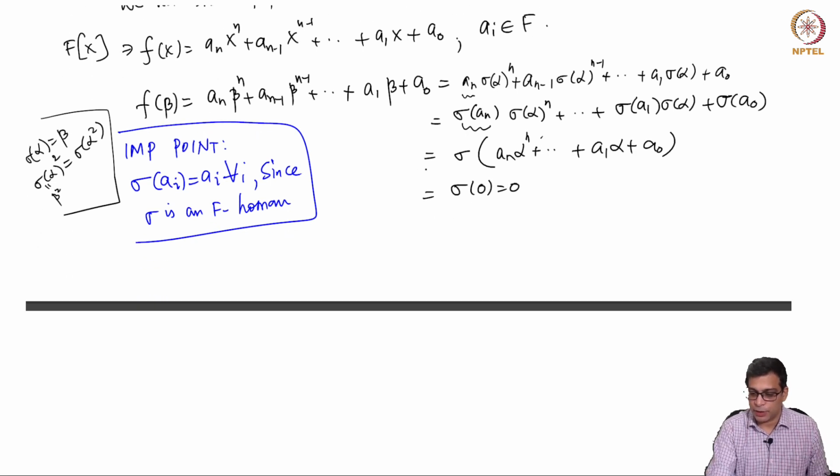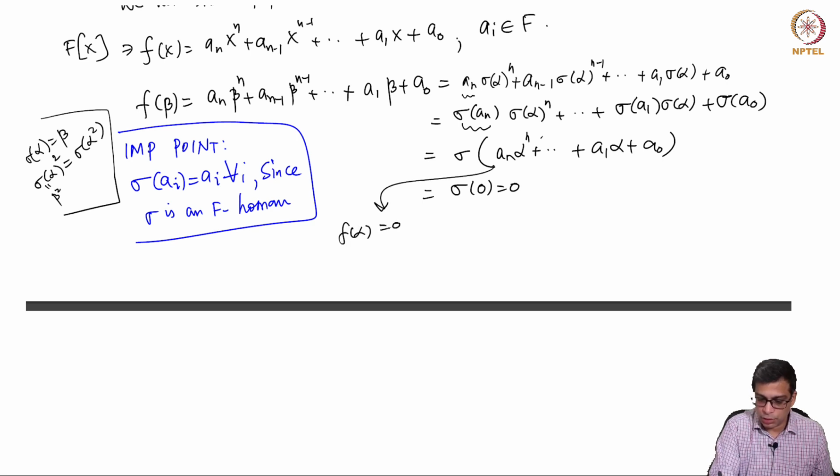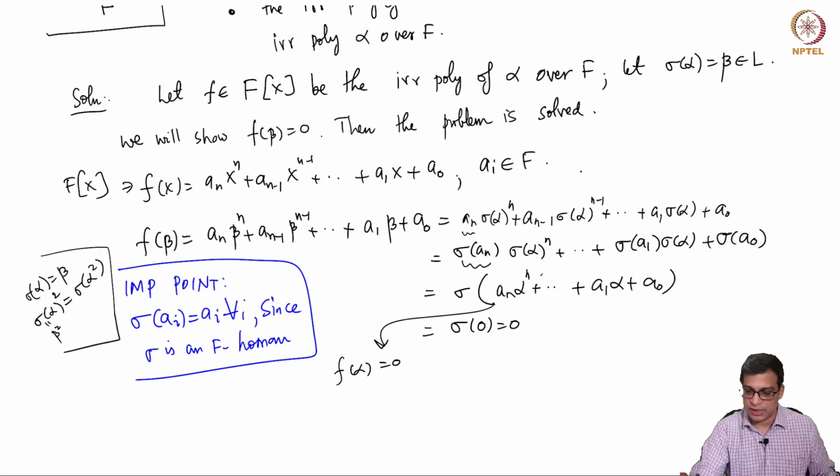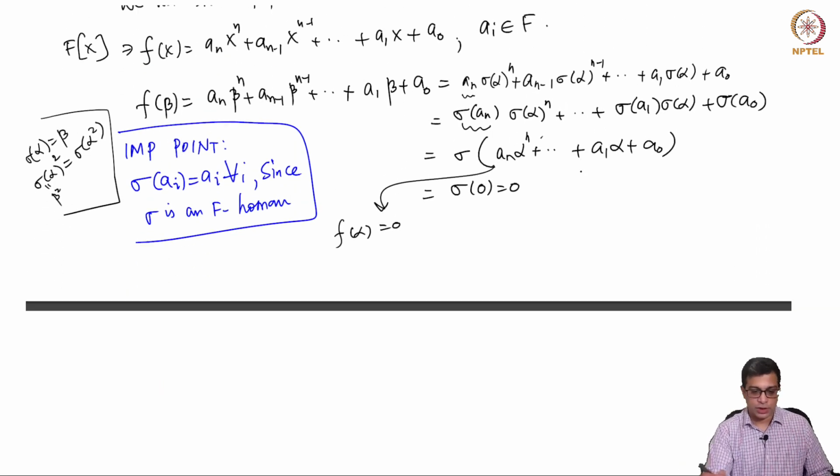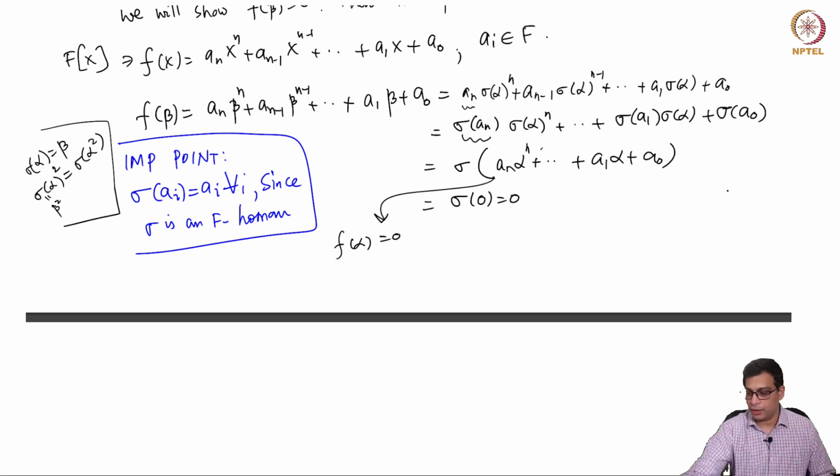So this part is just f(alpha). So f(alpha) is 0 because f is the irreducible polynomial of alpha over F. So that means f(beta) is 0 and we are done.